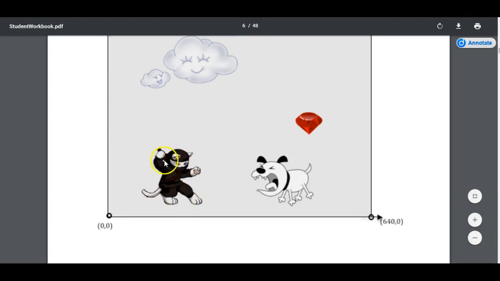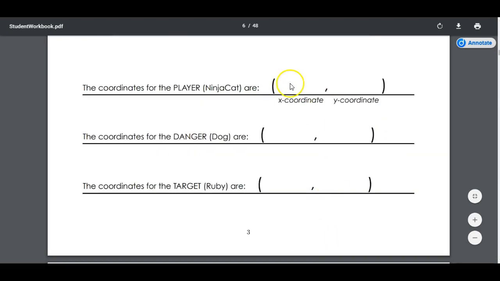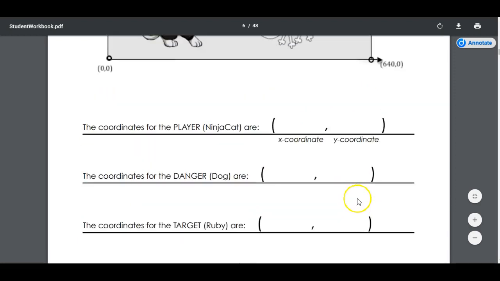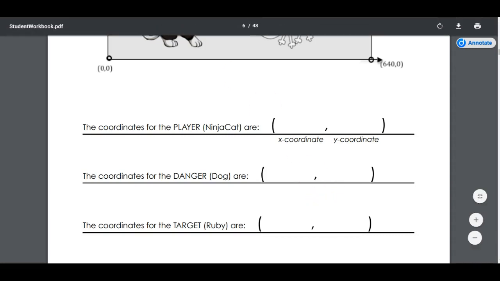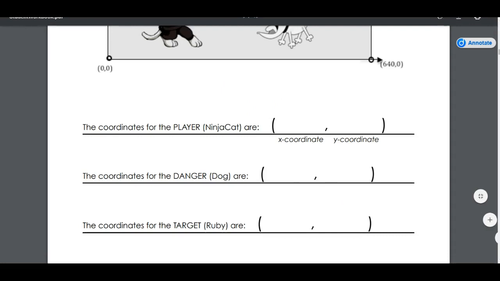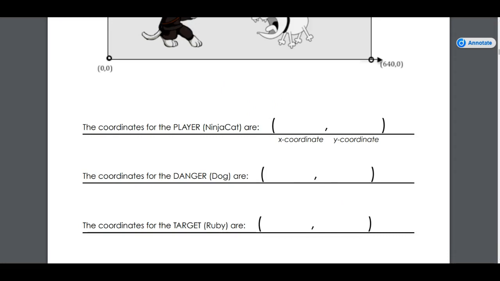And where would you be placing our Ninja Cat? Where would you be placing the dog? Where would you be placing the cloud and the Ruby? Answer these questions down here. What would the x and the y coordinates be? I want everybody to do this on their own, and pause the video so we can get it done. And then if the teacher would, when everybody seems to be done, compare the numbers to see if they have similar numbers to what we have here. So go ahead and pause the video now.